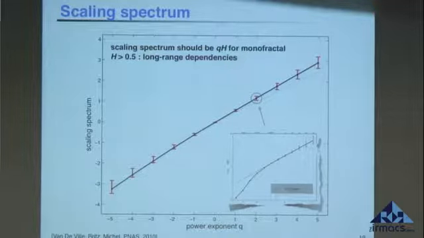And as you can see, this is for real data. So you see that they do lie on a straight line. And actually, the dotted line over here corresponds to h equal to 0.5, which would be the slope you expect to find for white noise, which is actually also a self-similar signal. So we do have long-range dependencies, and we do have monofractal behavior.